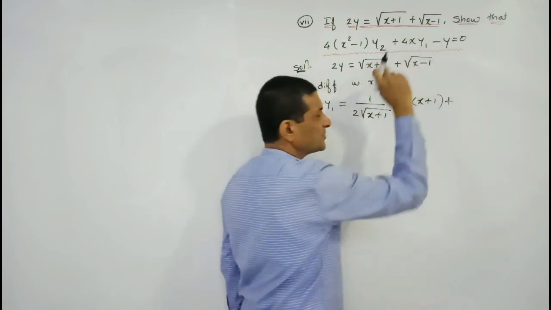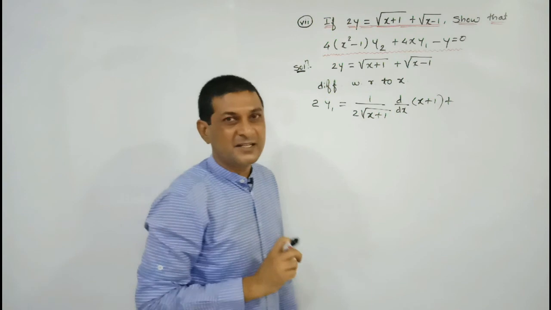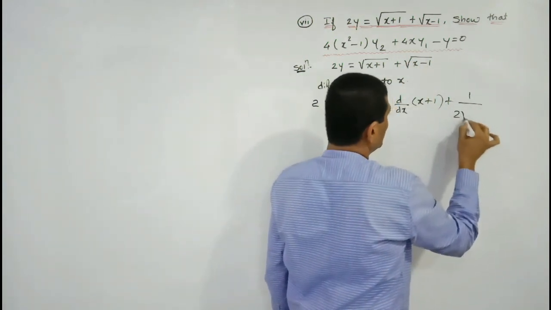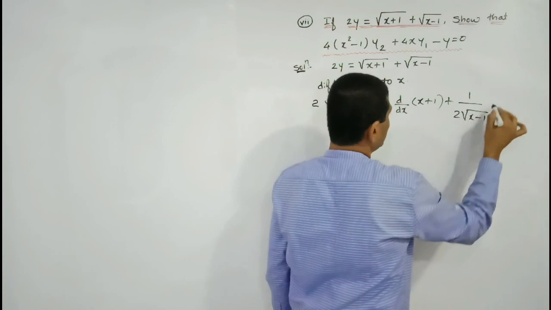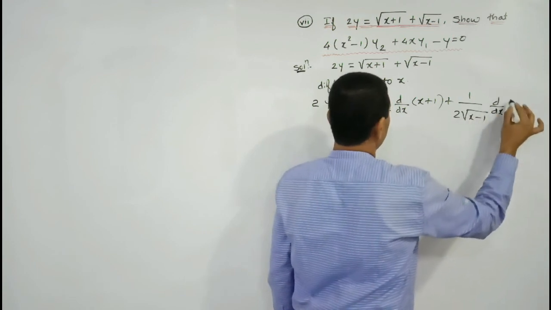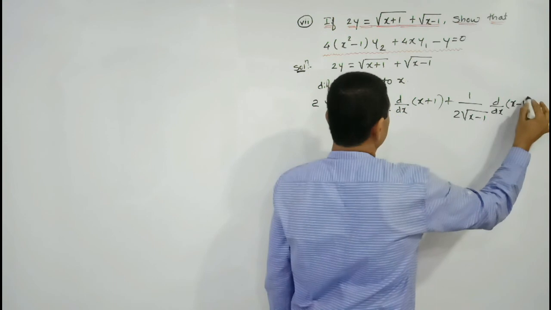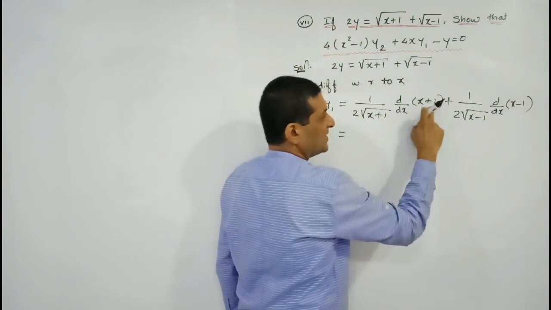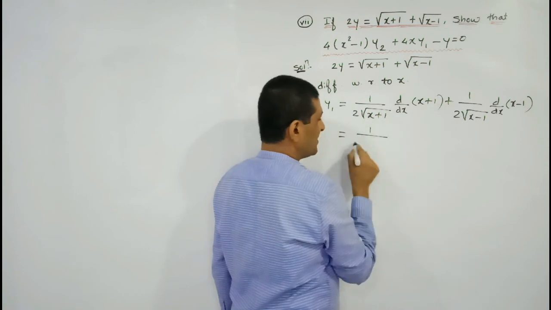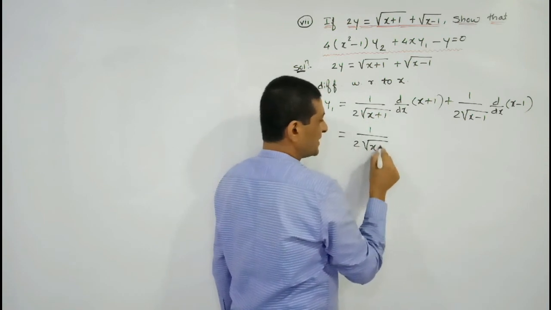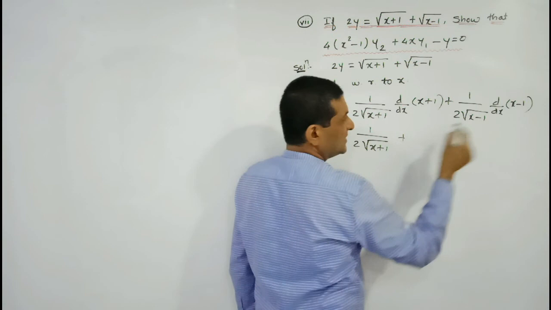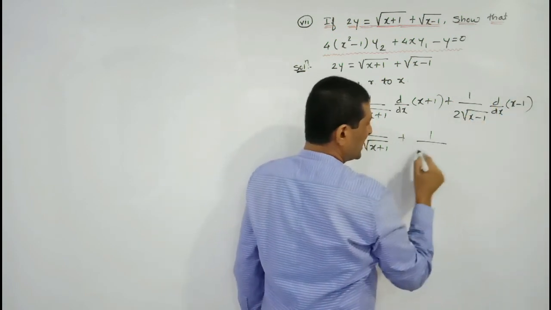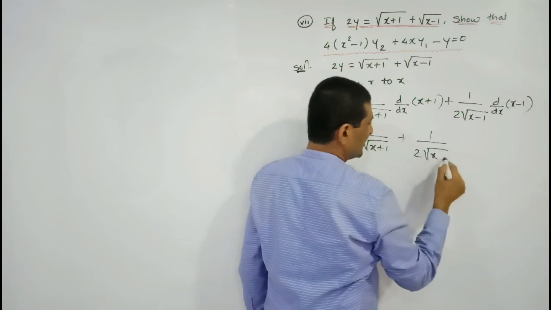Plus, again we can observe that the second term is also exactly in the form of what? Root f of x. So its differentiation is 1 upon 2 root f of x, means x minus 1, into derivative of f of x. What is f of x here? x minus 1. So differentiation of this whole term is 1. 1 into this term will be 1 upon 2 under root x plus 1. Okay, plus here also the derivative of this whole term is 1. 1 into 1 upon 2 under root x minus 1, means we will get the same term.